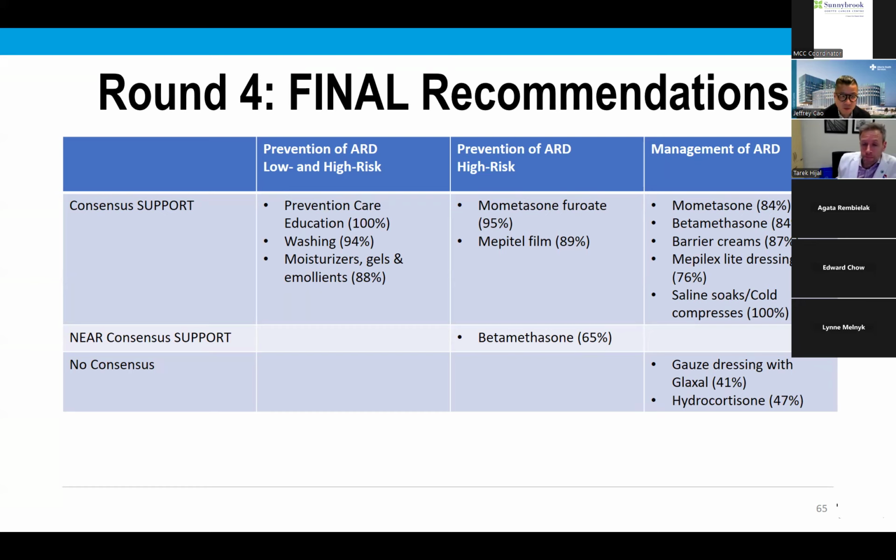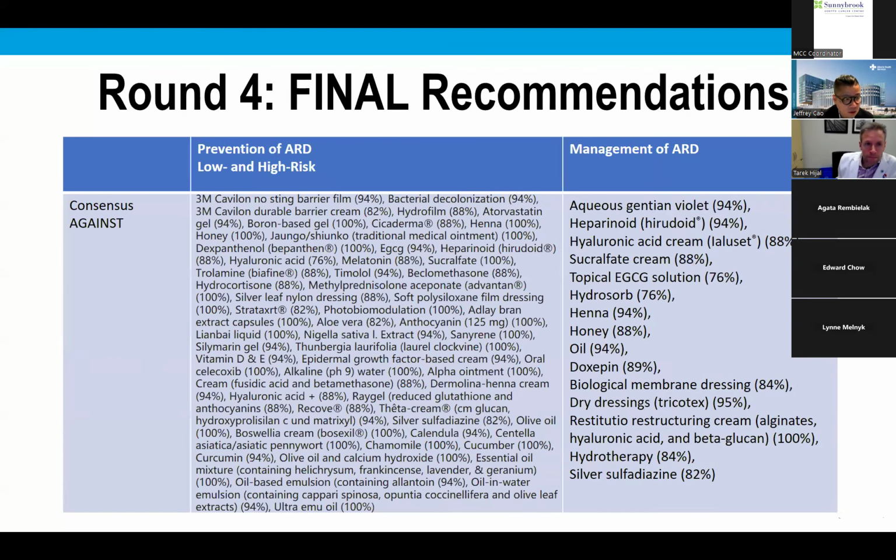Near consensus for betamethasone for high risk prevention, and then no consensus for Glaxol with gauze dressings and hydrocortisone. The list for a consensus against products is quite extensive. They're all listed there, and basically, there's a lot of things, including olive oil and photobiomodulation that was recommended by MASS that we don't recommend in Canada.